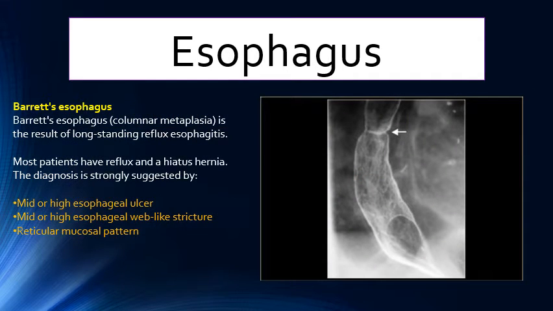Also, we can pass to the Barrett's esophagus, which is a columnar metaplasia of the lower part of the esophageal lining due to reflux esophagitis, and it is precancerous. It can appear as a web, or as we see here, just an ulcer, or as we see here, there is a reticular mucosal pattern. Okay.